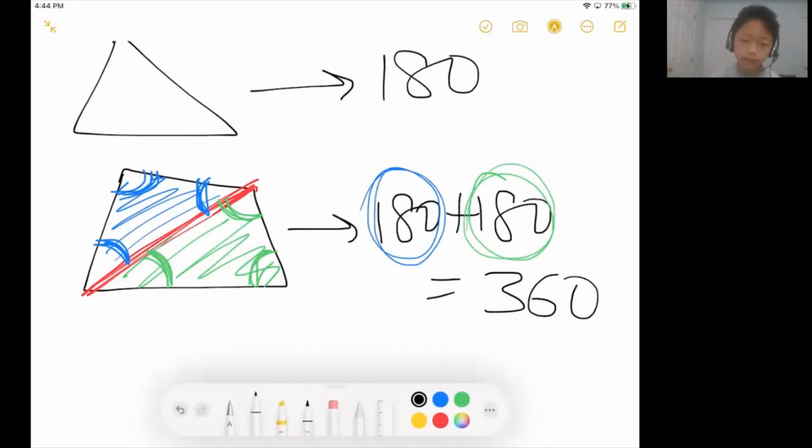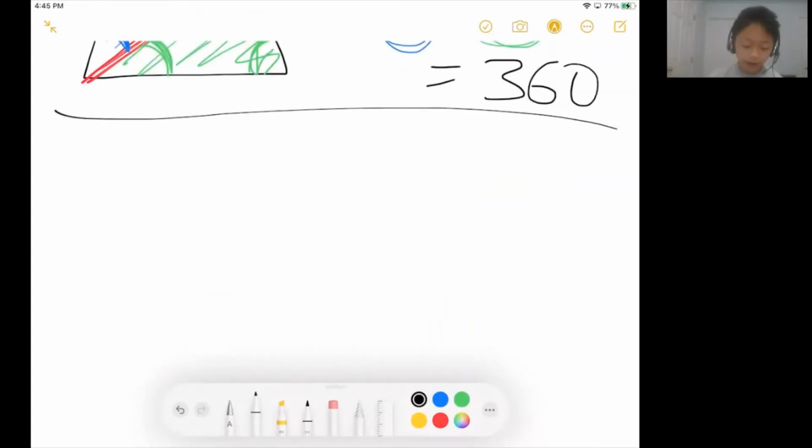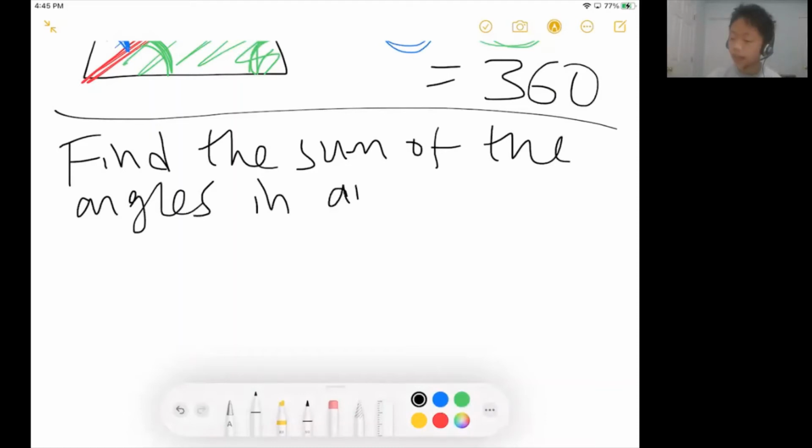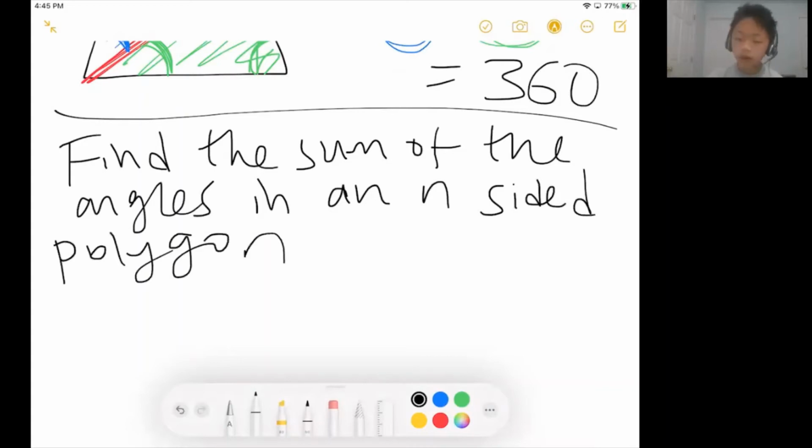So that just tells us that the sum of the four angles in a quadrilateral is always equal to 360 degrees. And we can generalize this to polygons that have more sides. Let's try to find the sum of the angles in an n-sided polygon. So let's say if n was 10, what would be the sum of the angles in a 10-sided polygon? In this case, we want to generalize it for a general value of n.